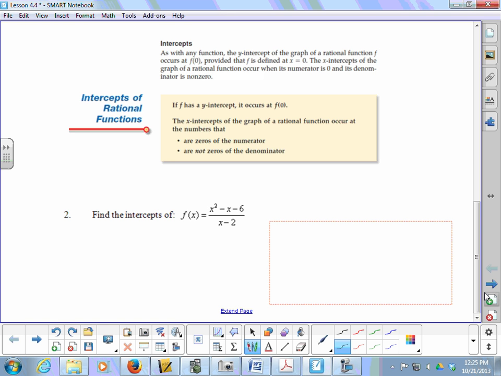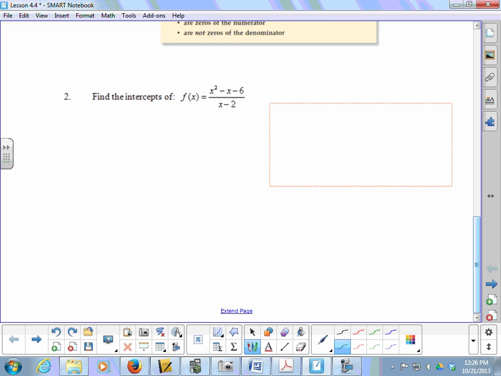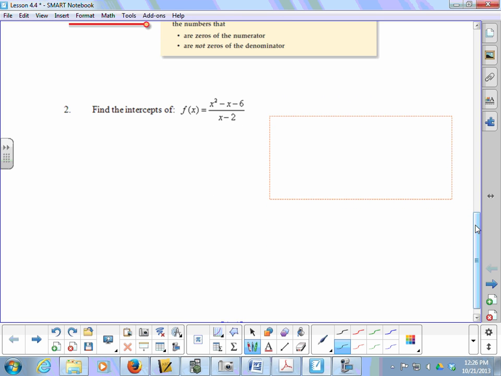Okay. So the x-intercepts of a graph of a rational function occur at the numbers that are zeros of the numerator, but they're not zeros of the denominator. And we'll talk about that in just a moment, because if you remember, when you have the same 0 in the numerator and denominator, you have what? A hole. That's right, a hole. Okay. So the first thing we're going to do is we're always going to factor if we can.